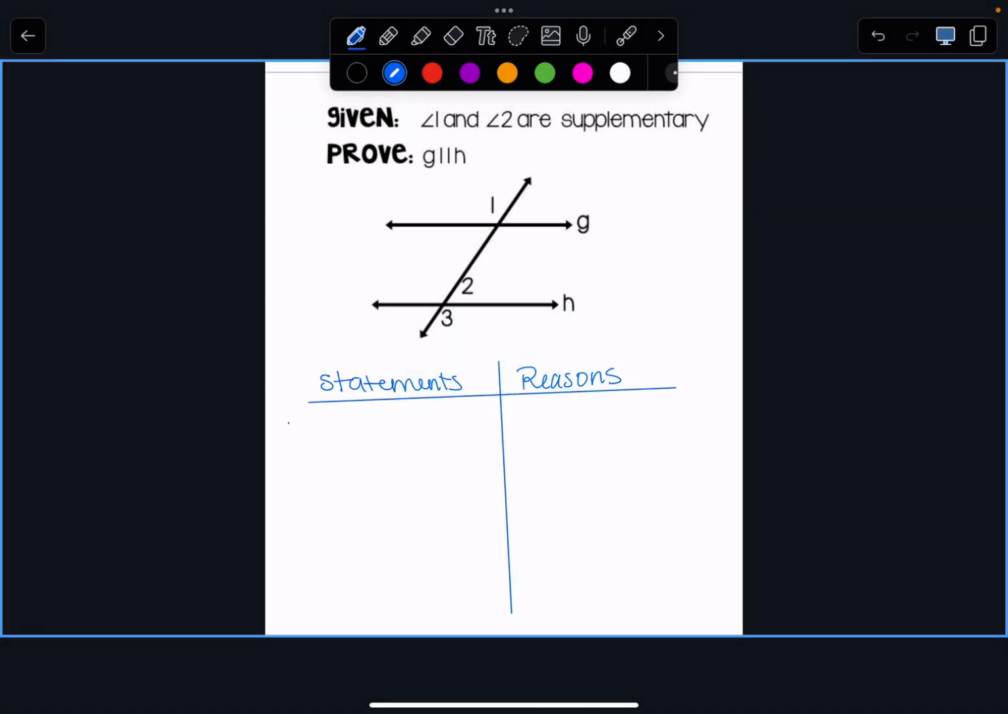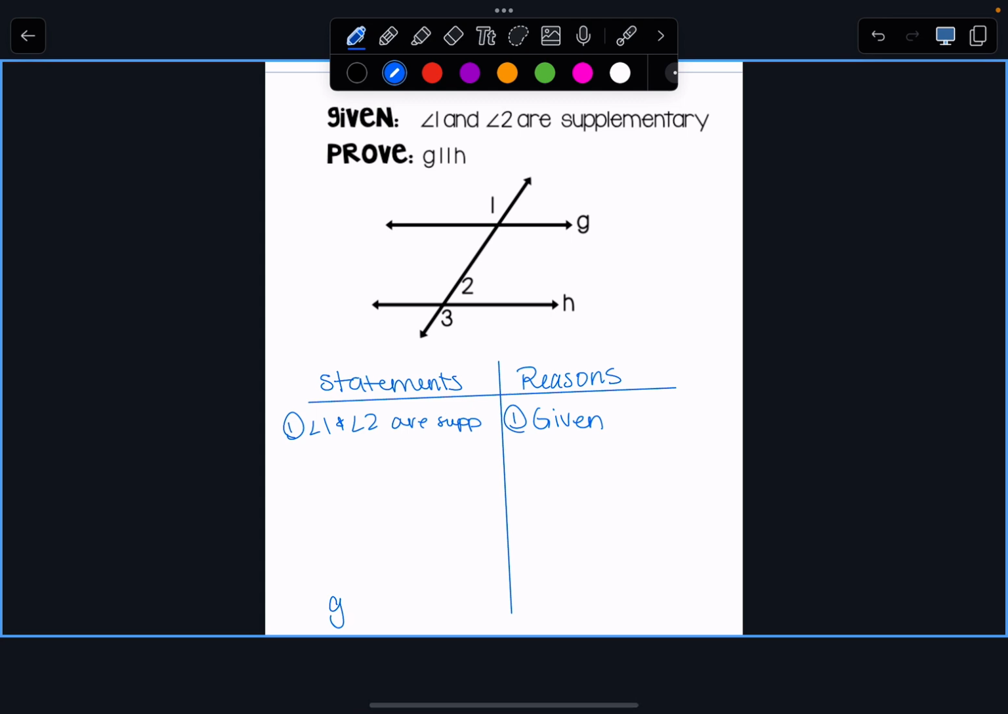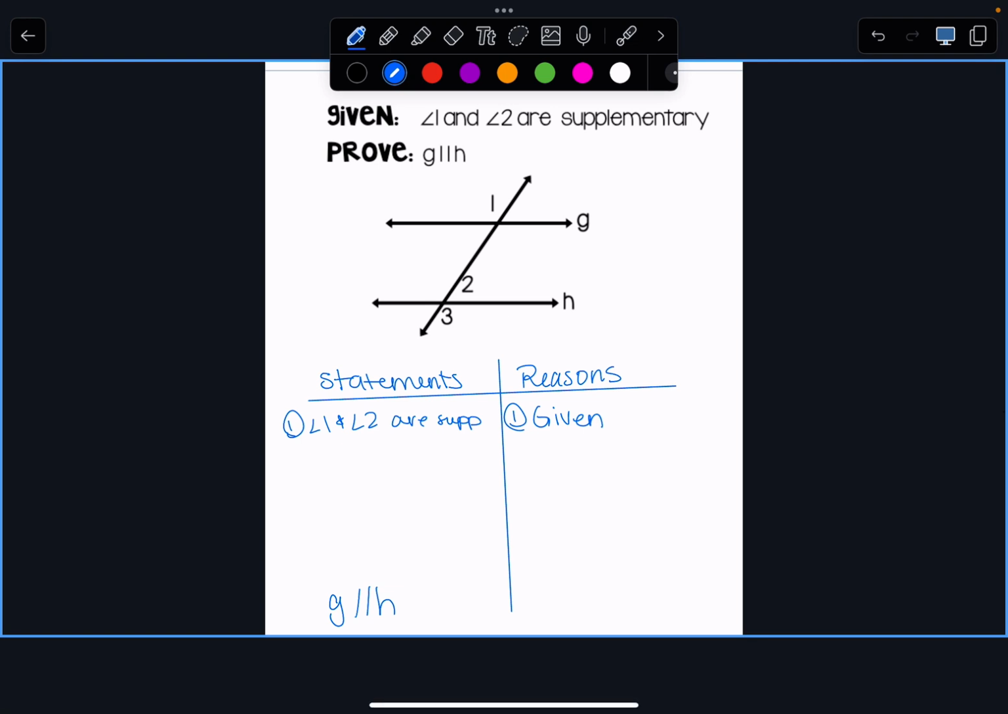All right, what are we going to start with? Angle 1 and 2. Given. The only thing I don't have is the given and proof. Okay, so Austin is saying, all right, I know that my last step is going to be G is parallel to H. That's where we got to get. So let's fill in the rest.